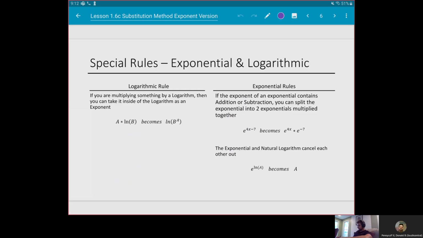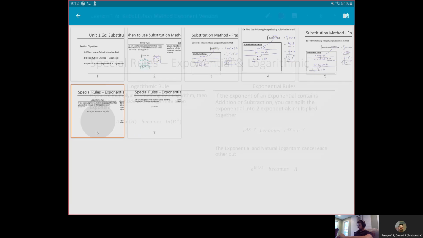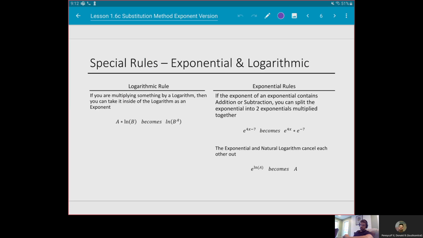All right, so let's move on to the next thing. The next 2 slides, I am going over specifically for Calculus 4, because I know that a lot of you are taking Calculus 4 at some point in the future, and I want to prep you for it. There's a couple of special rules for exponentials and logarithms that we are going to use in Calculus 4. There's no way around it.